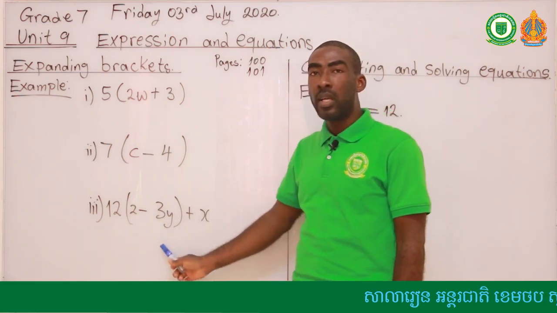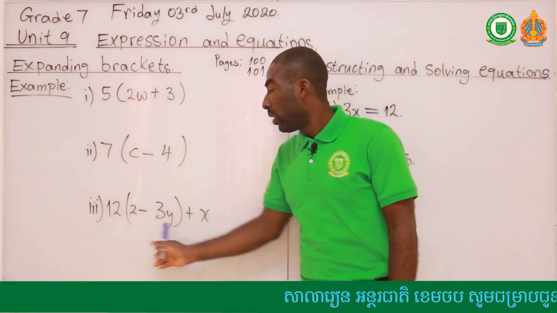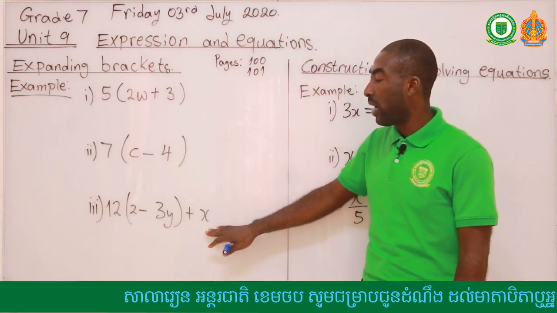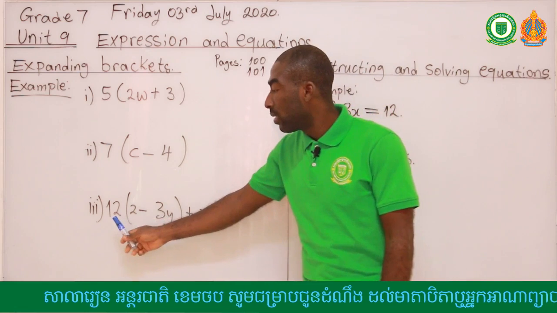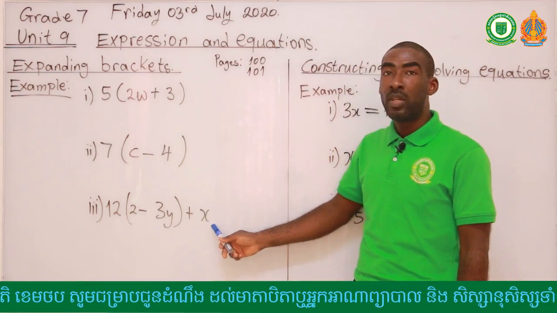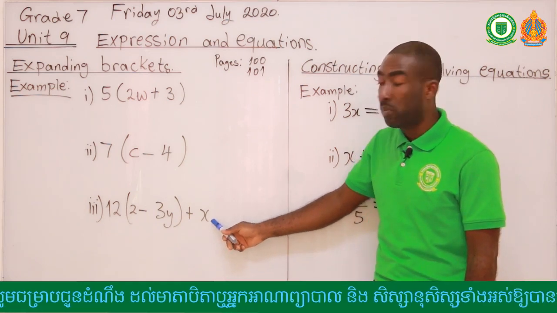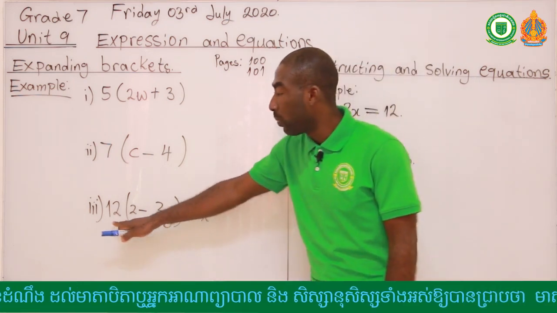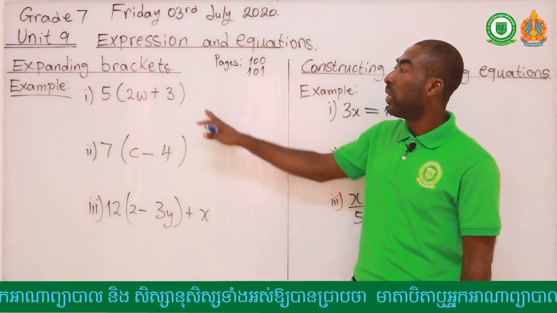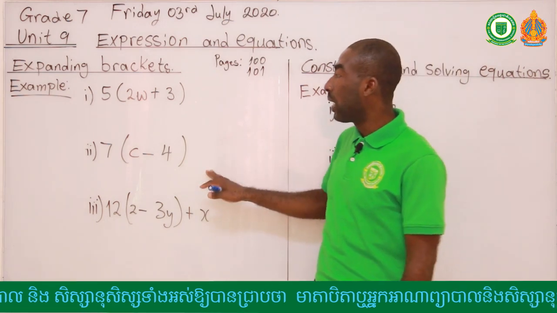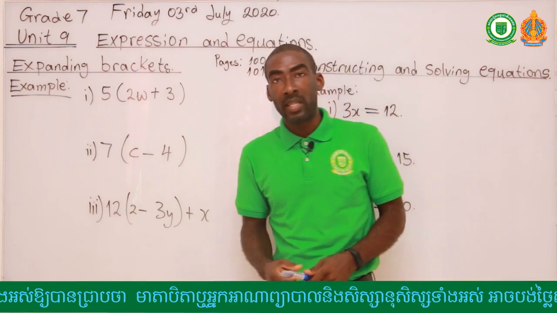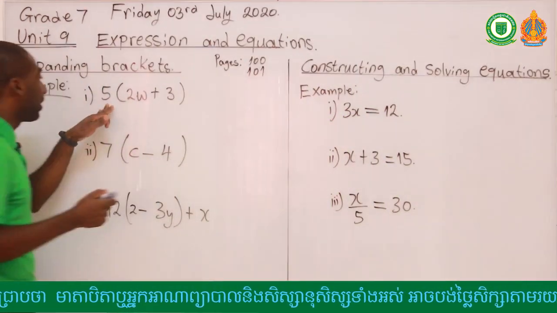In the third example, you will see that there is a bracket, and then at the back of the bracket we have our plus sign, then we have x here. That means this 12 is only going inside this bracket but will not have any relationship with the x. So we only multiply 12 with the variables that we have inside the bracket. So these are the examples that we will handle today, looking at how we can do expanding brackets. So let's look at our first example.